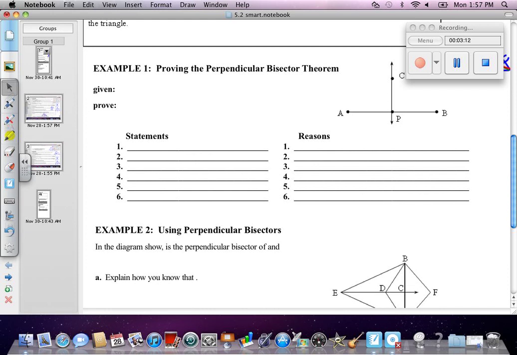Example 1. Proving the perpendicular bisector theorem. CP is the perpendicular bisector of AB. This is the given. What else do we know since it's a perpendicular bisector? We're trying to prove that the distances CA and CB are the same.